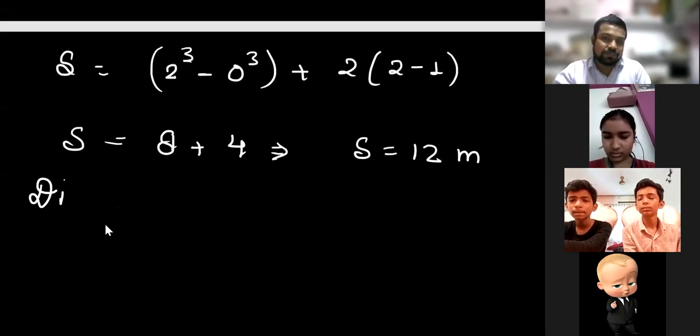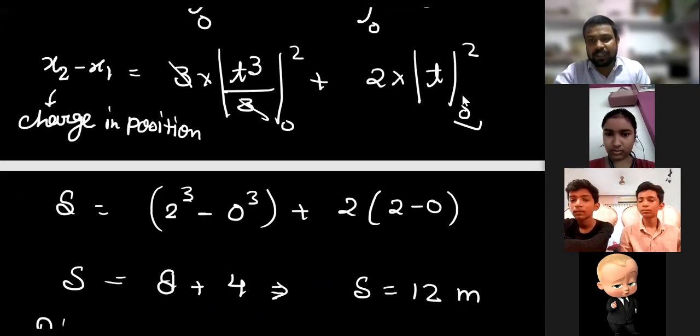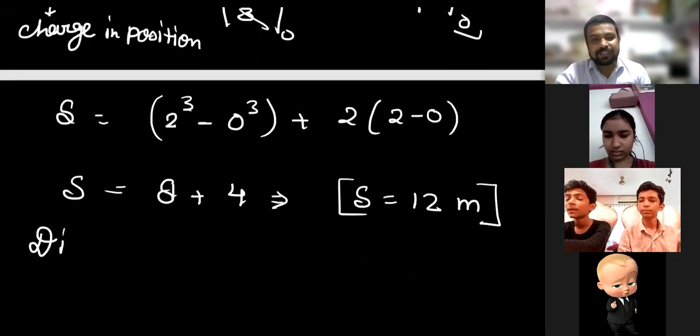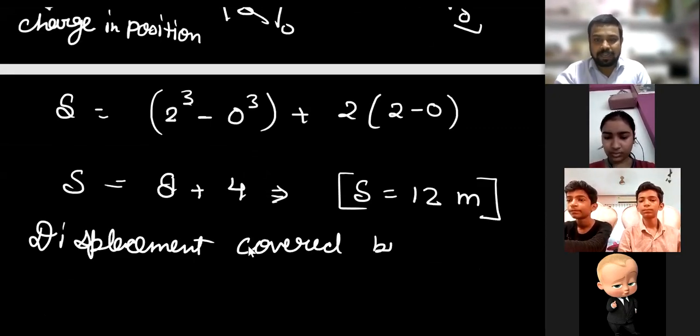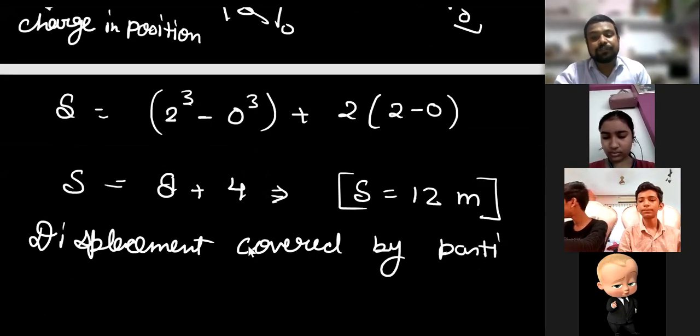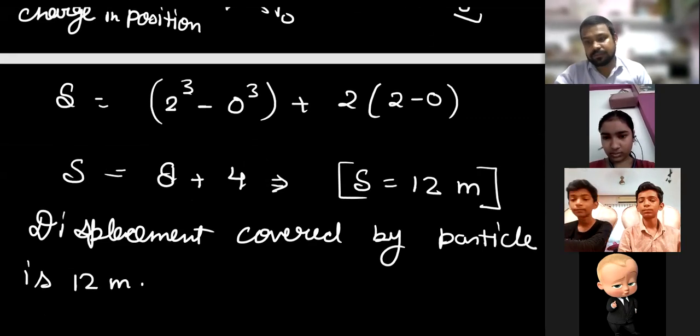Sorry, 2 minus 1 is 1... I'm sorry, there is a mistake. It's 2 minus 0. The lower limit is 0. So 2 minus 0 is 2, and 2 into 2 is 4. So the answer is 4. So 8 plus 4 is 12 meter. Clear? So the displacement covered by the particle is 12 meter. Clear, my dear friends?